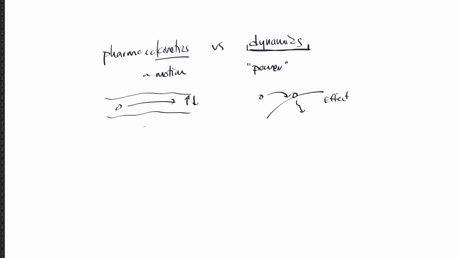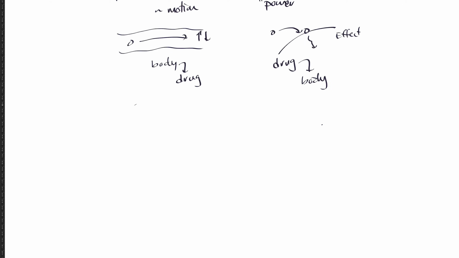And so pharmacokinetics describes the body's effect on the drug and whether it goes up or down, while dynamics is describing the drug acting on the body. So we're first going to talk about pharmacokinetics. So there's ADME.